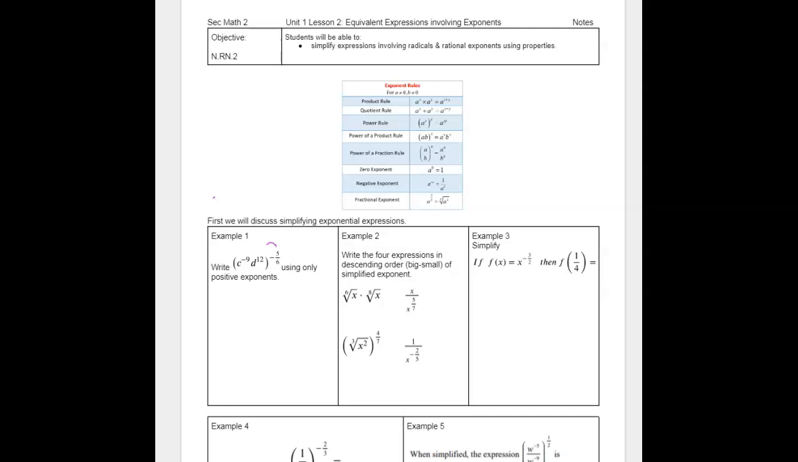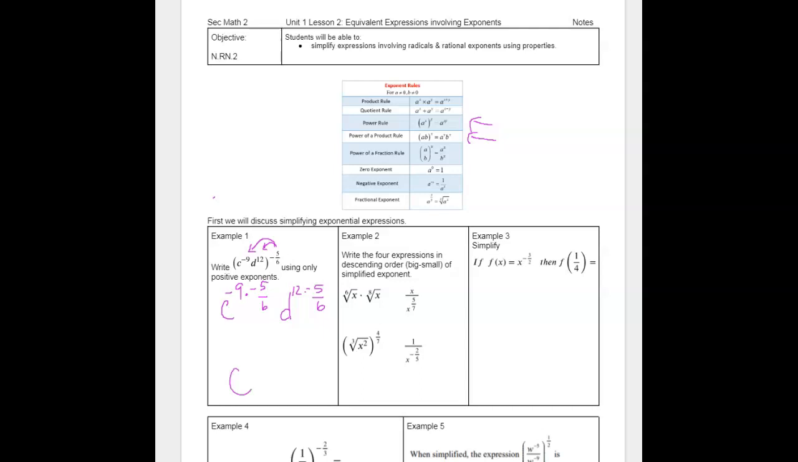So we're going to apply the power on the outside to both terms on the inside. So since that's a power to a power, that is our exponent rule, which means to multiply them. So I've got c to the -9 times -5/6, and then d to the 12 times -5/6. And you're welcome to use a calculator to multiply these fractions. It's whatever you feel more comfortable with.